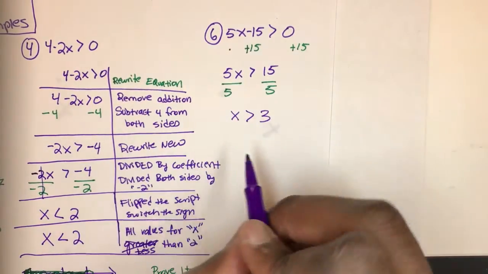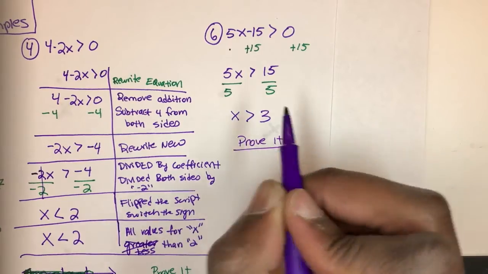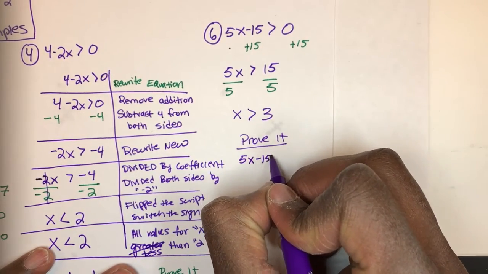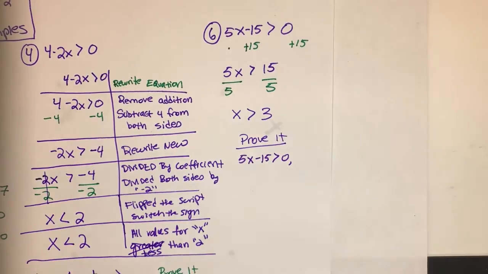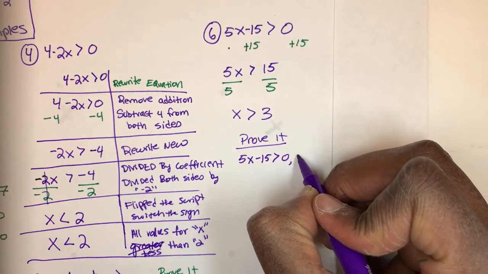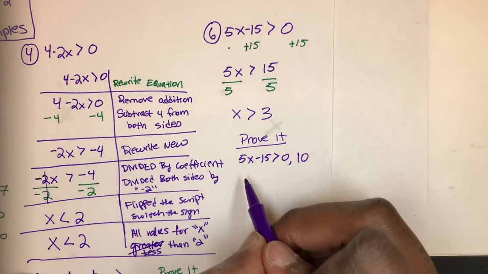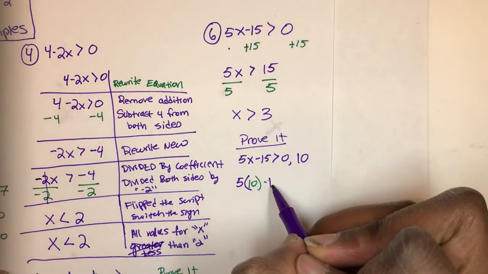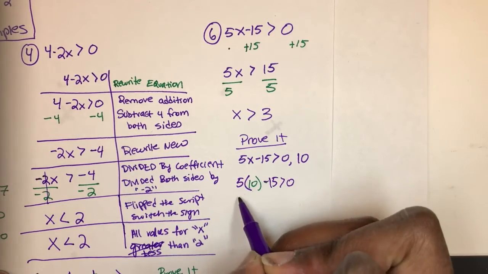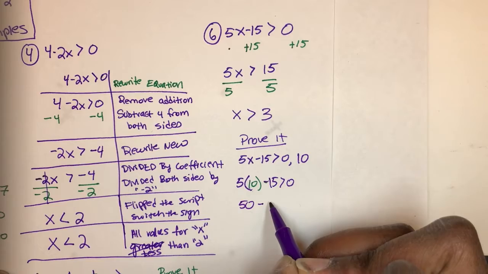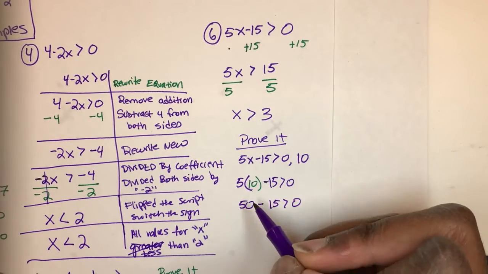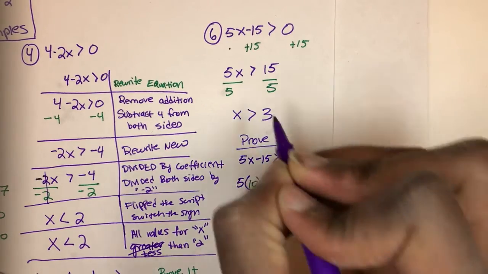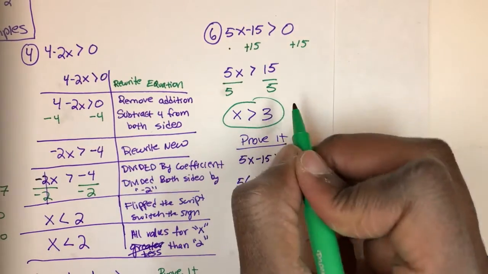There's my solution set. Let's prove it. Rewrite the original inequality. 5x minus 15 should be greater than 0 for all values where x is greater than 3. Where is x greater than 3? I don't know. Let's make an easy number. 10. 10 is easy because you just have to add a 0. So I say 5 times my new x value, which is 10, minus 15 should be greater than 0. Is it true? 5 times 10 is what? 50. 50 minus 15 is 35. Yeah, 35 is greater than 0. Boom! My solution set is x greater than 3.